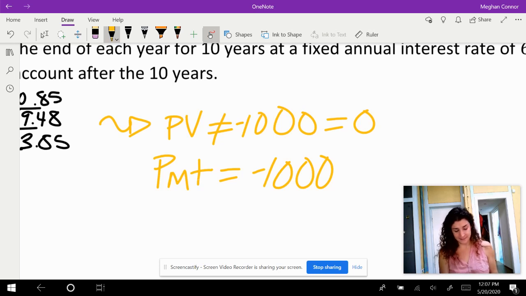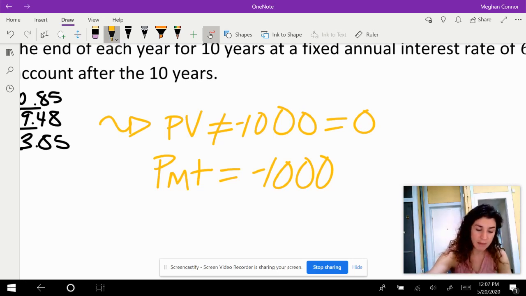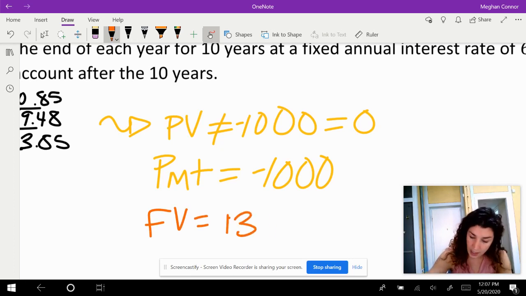So I'm going to change present value to 0. I'm going to change payment to negative 1,000, and then go up to 10, and then change my interest rate, which is still 6. All I need to go now down to is future value. And now it'll tell me how much is in the account after 10 years, talking about payments of 1,000 every year as opposed to a lump sum. And that's 13,180 euro 0.79.